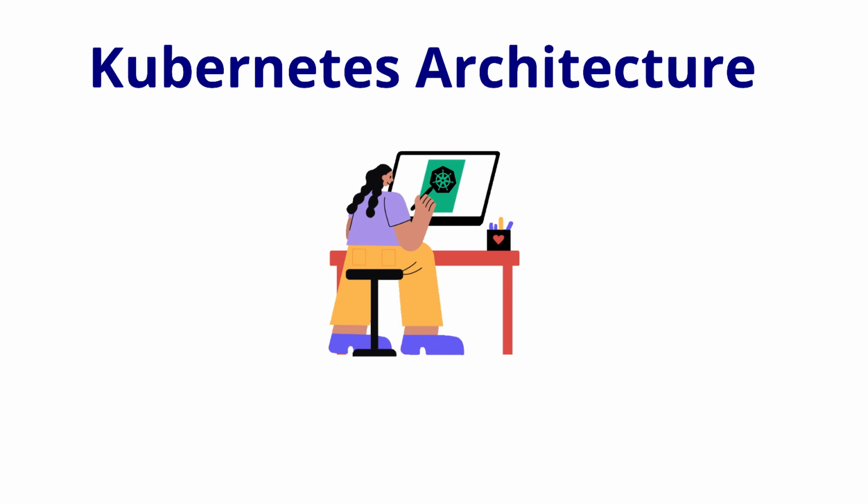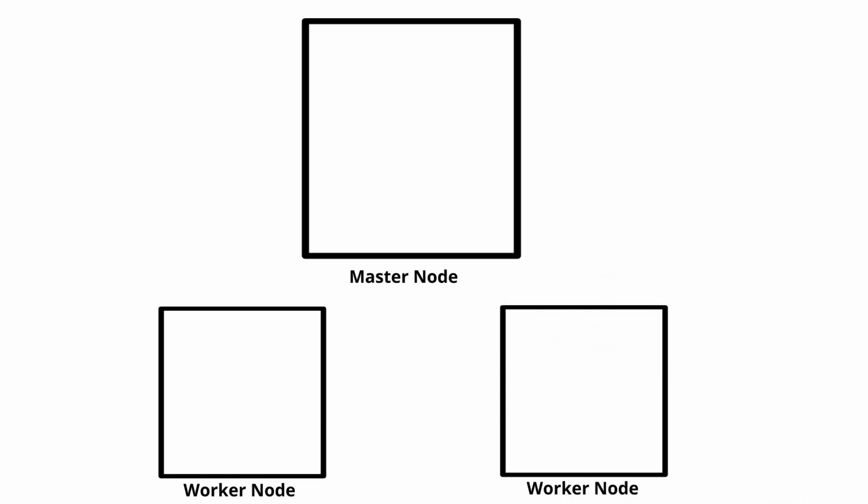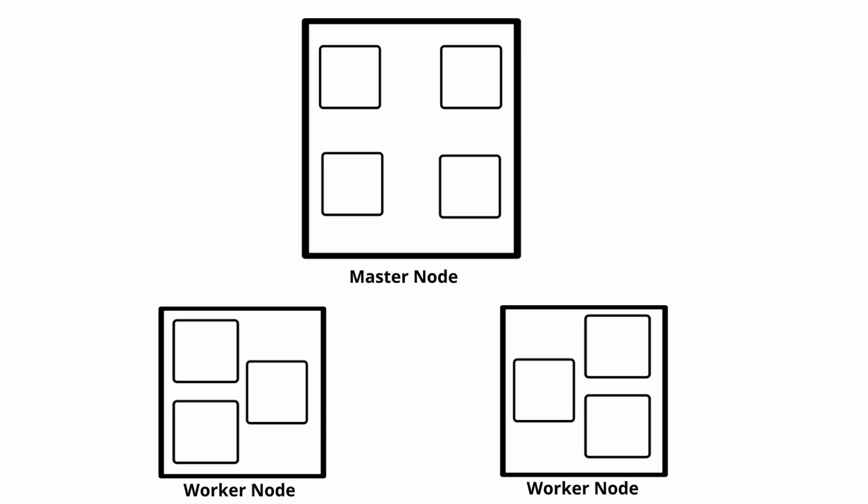Today we will be understanding Kubernetes architecture and its components. So let's get started. Kubernetes follows master worker node architecture. Let us consider we have a master node and two worker nodes. We can also have two or more worker nodes as well, but for simplicity, I have taken two worker nodes. Here, node means a server or virtual machine. Master node contains four components and worker node contains three components.